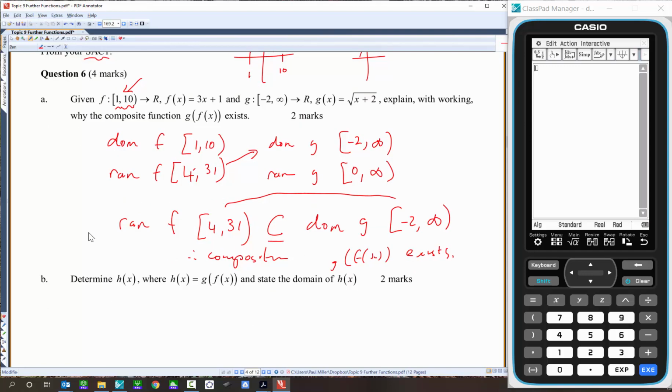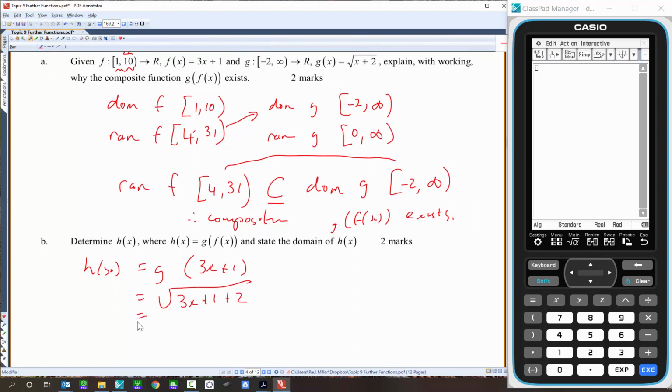So now that we can do it, let's actually form the composition. So we're going to say that h of x equals g of f of x, and f of x is 3x plus 1. And so that means we're going to slap just 3x plus 1 into g of x. So where we see x, we're going to replace it with 3x plus 1. That's going to be root 3x plus 1 plus 2. Clean up after yourself, which means that h of x is equal to root 3x plus 3.